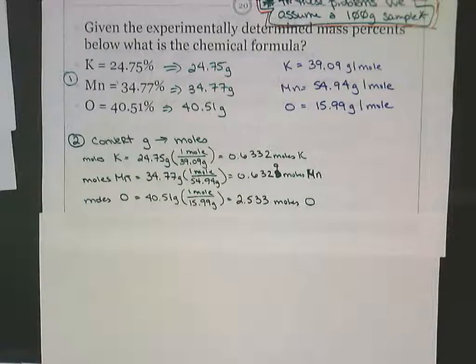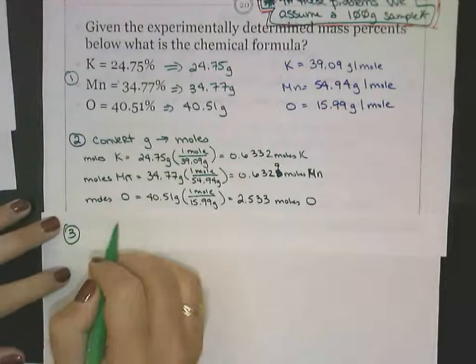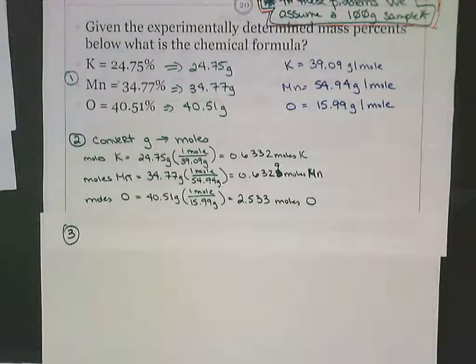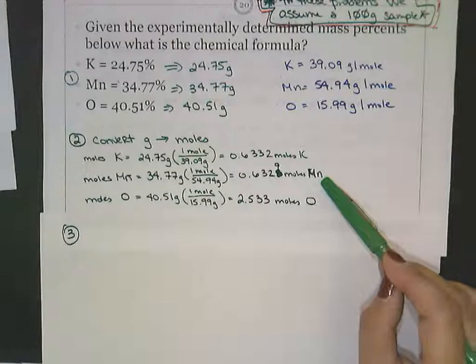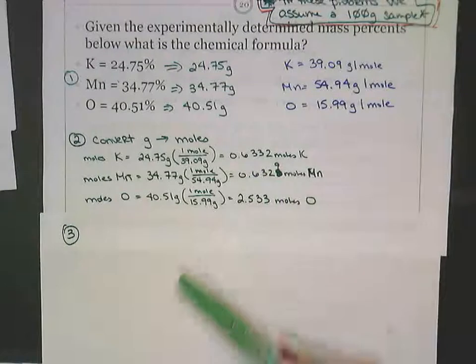All right, step 3 to these kinds of problems is now I have a mole ratio. I now want to figure out the whole number mole ratio between these 3 elements. So you divide each of the moles by the one that is the least number of moles. I have 3 different types of moles. Which one of the 3 is the smallest number of moles? This guy, the manganese, is slightly smaller. Very close, though. Right? 329 compared to 332. So, okay.